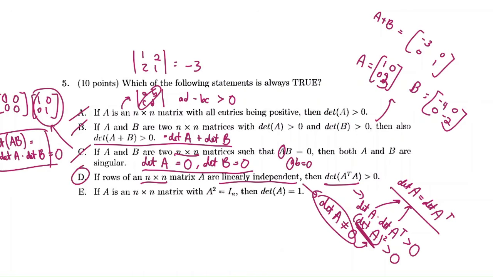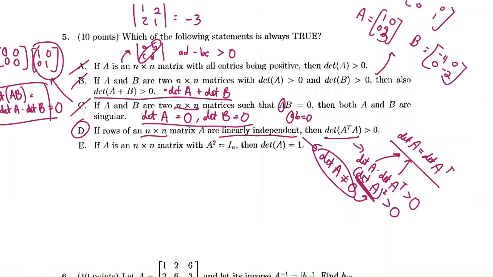For part E, we have: if A is an n by n matrix with A squared equals the identity matrix, then the determinant of A equals 1. When I was doing this, it actually confused me for a long time, but then I realized you can again mess around with negatives, and that helped me produce a counterexample. Originally I was thinking 1, 0, 0, 1 is fine, but trying with negatives, we still get the same thing.